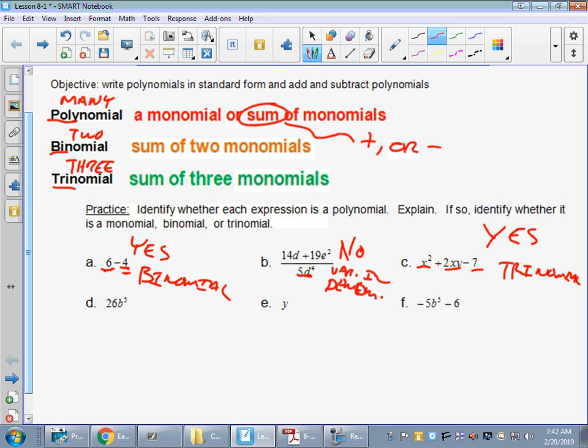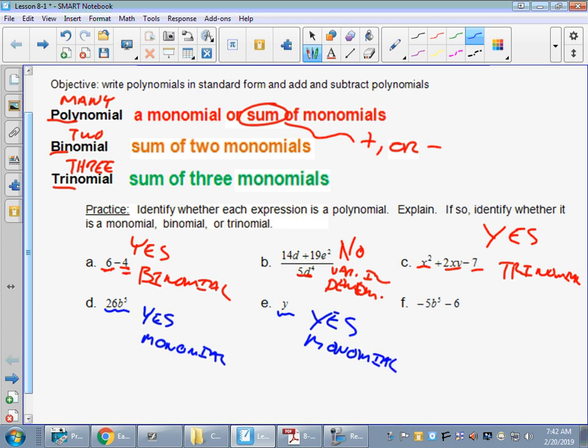All right, let's go down to letter D. Letter D is just 26b to the fifth. So we've got a product. So that's yes, because you can multiply here. And it's just a simple monomial. It's just one term. There's no addition or subtraction symbols in between them. This one here is just the letter y. So that would also be a yes, and that's just a monomial because it's just one term.